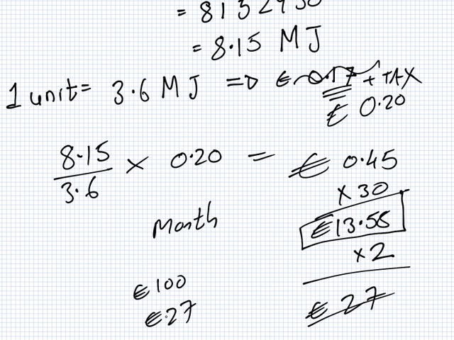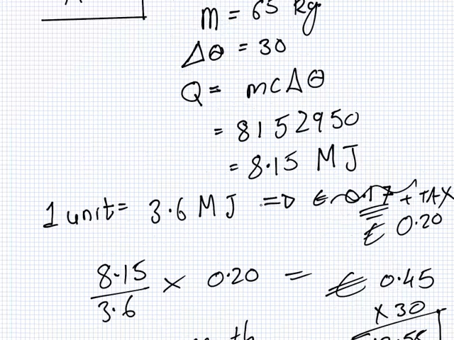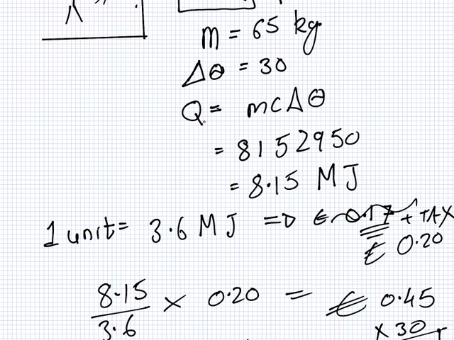The point I'm trying to make is that heating water uses a lot of energy. 8.15 is for what energy? That was the Q that we got: the energy needed to heat the water from 10 Celsius to 40 Celsius. For 65 litres of water, which is what you need for a shower, that's 8.15 megajoules of energy. And that's a lot. Megajoules is million.